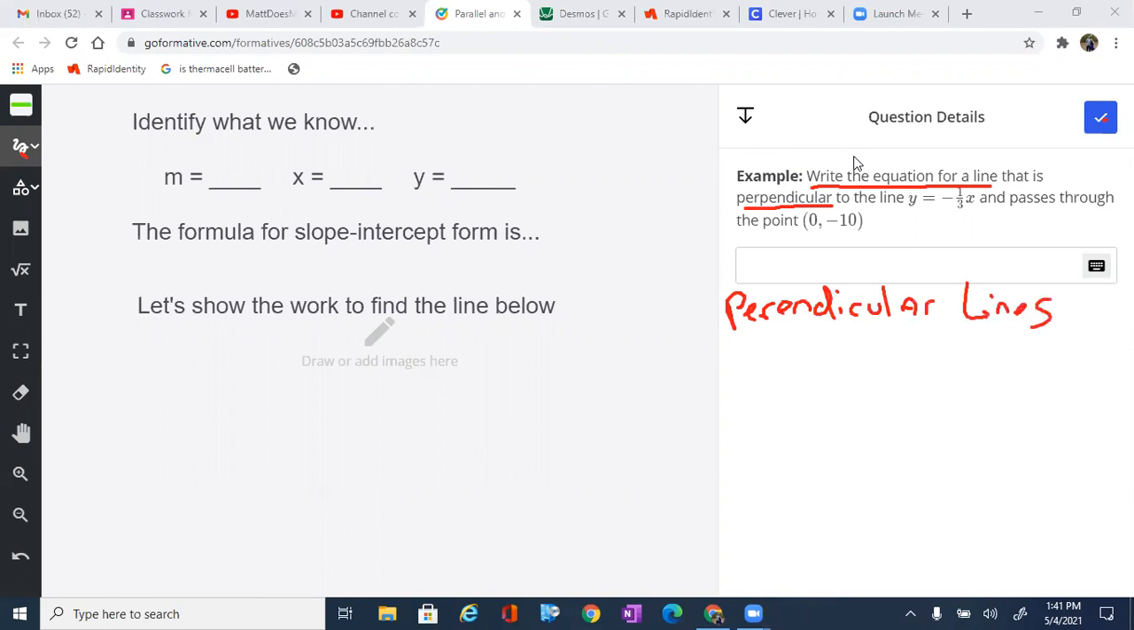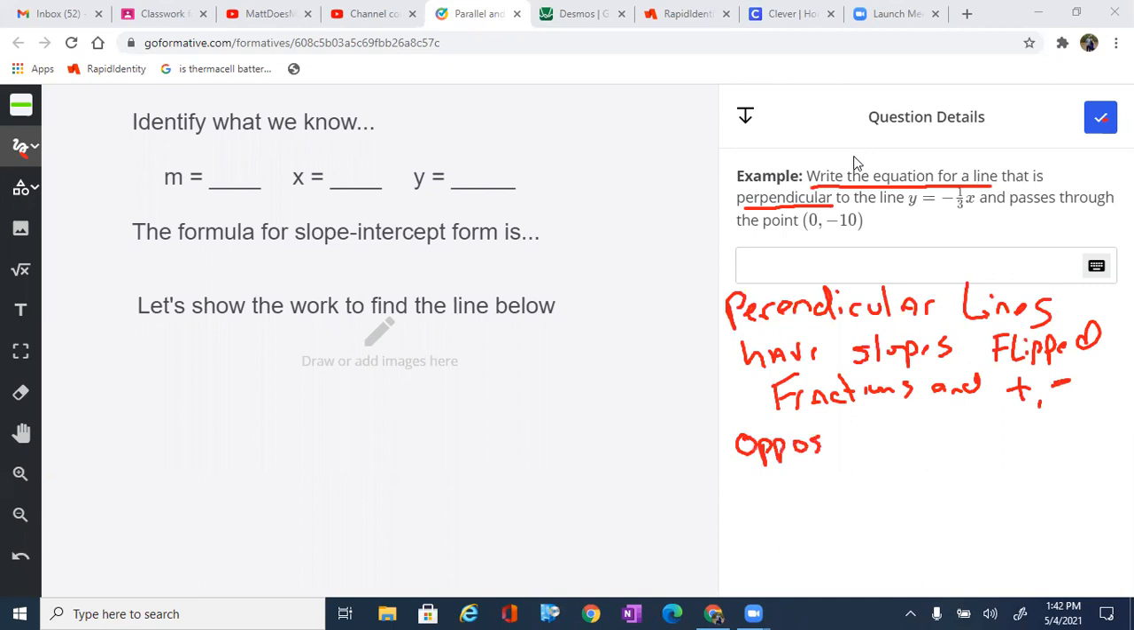Now, one thing we need to remember is that perpendicular lines are based off of their slope. Perpendicular lines have slopes that are flipped fractions, with one being positive and one being negative, okay? A lot of people will write this as an opposite reciprocal. So what we want is a flipped fraction slope, where one is positive and one is negative.